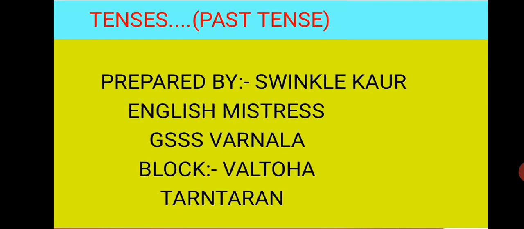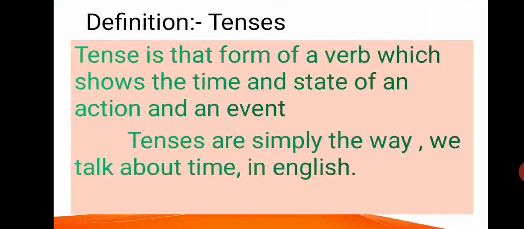But before starting, let us revise what the tenses mean actually. Tense is that form of a verb which shows the time and state of an action and an event. Tenses are simply the way we talk about time in English. Students, like if I say I want to know when the work actually happened, we use tenses.